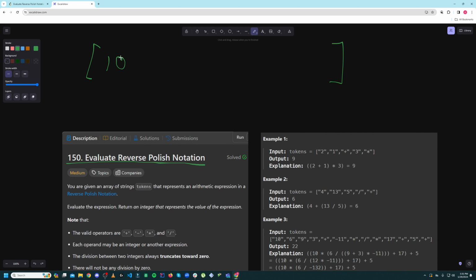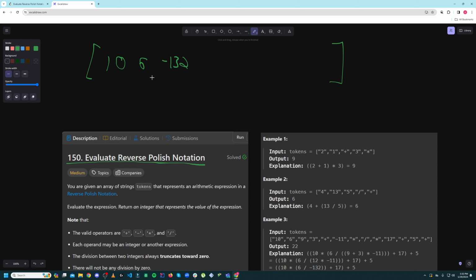And let's look at the last one. So we have 10, 6, 9, 3. Then we get a plus, which means we take the very last two things out and we add them together. So we get 12 here. Then we get a negative 11. Then we get a multiply, so take the last two things and multiply them. So 12 times negative 11 is negative 132.